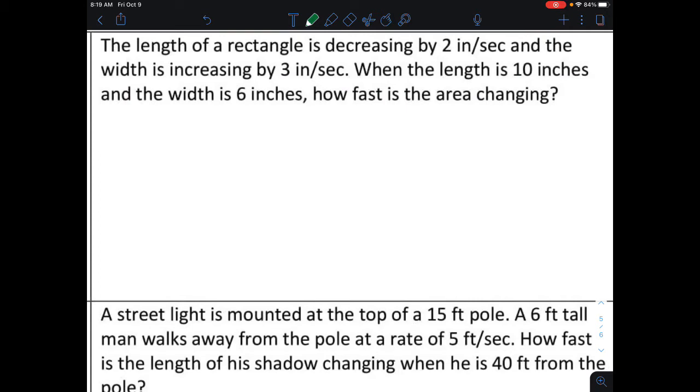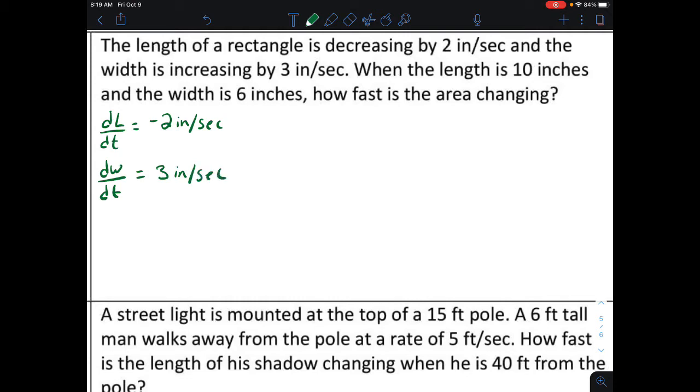All right, new problem here. The length of a rectangle is decreasing by 2 inches per second. All right, well, I'm immediately going to stop once I start reading that, and I'm going to say, all right, the rate of change of the length of my rectangle with respect to time, since it's decreasing, is going to be negative 2 inches per second. And the width is increasing at the same time by 3 inches per second. So the rate of change of my width with respect to time, it's increasing, so positive 3 inches per second.